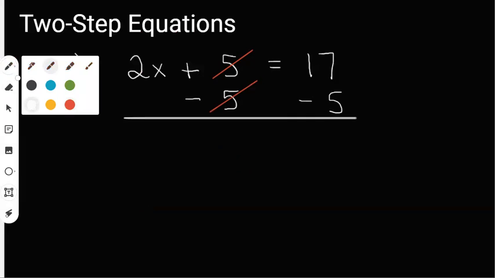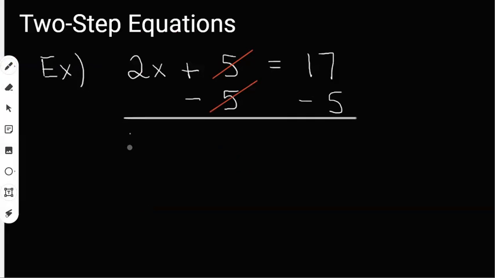Right. Okay, so quick question. Do we have to check these? Yes. I'll show you how to do it. Is it the same thing as the one step? Yes. Okay.